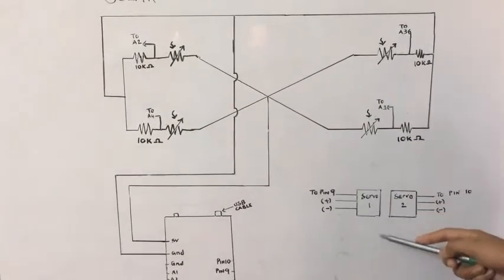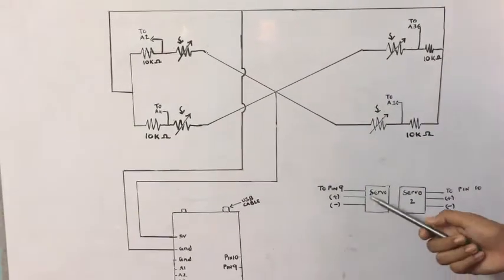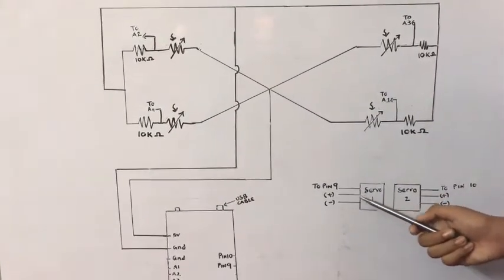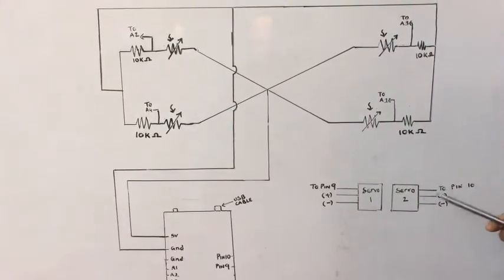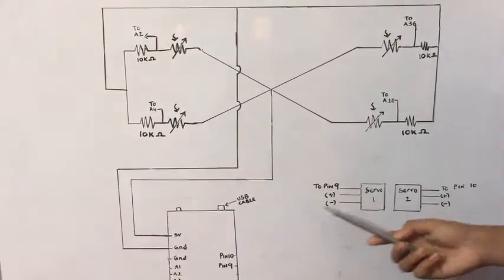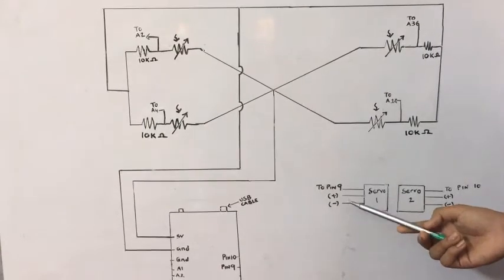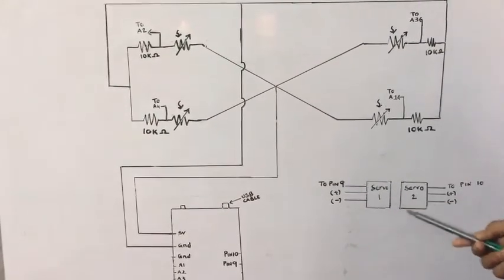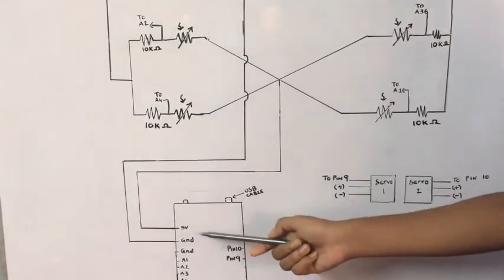Then we connect the servo motors to the Arduino: the signal wire of the first servo to pin 9, and the signal wire of the second servo to pin 10. We also connect the positive and negative wires of both servos to the 5 volt and ground pin on the Arduino.